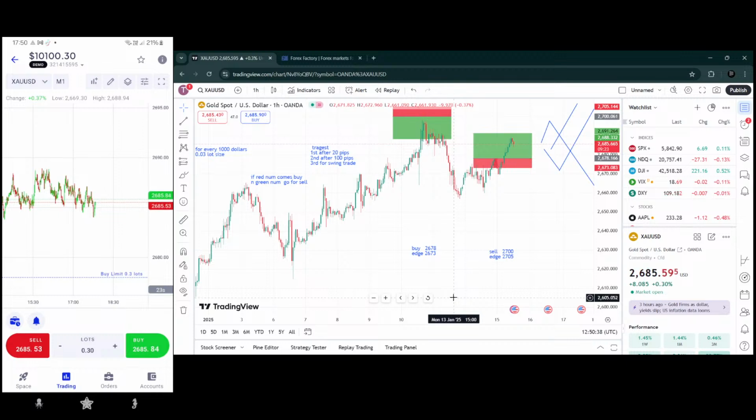So the market is at 2685.66 and the market has gone up 30% from yesterday. We'll see what happens.